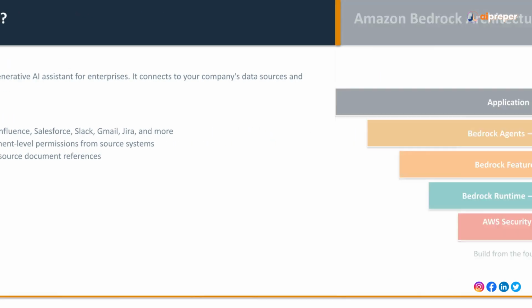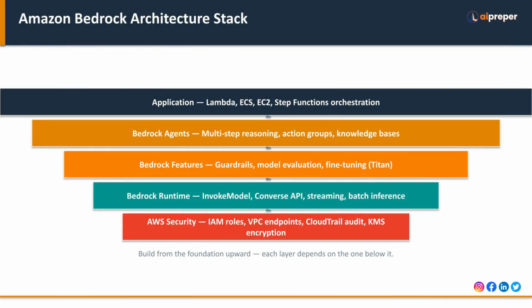The Amazon Bedrock architecture stack is layered, starting with AWS security at the base, followed by Bedrock runtime, features, agents, and the application layer at the top. Each layer builds upon the one below it.